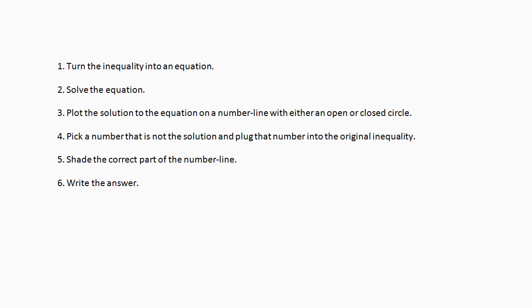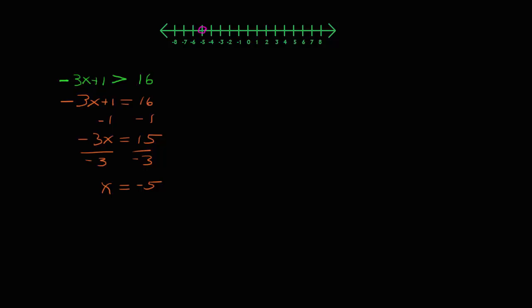Now let's take a look at the next step. Step 4 says pick a number that is not the solution and plug the number into the original inequality. So we're going to take a number. Let's take the number 3. 3 is not part of the solution, so we can plug that successfully into our inequality. So I'm going to write negative 3 times 3 plus 1, and is that going to be greater than 16? Negative 9 plus 1, following the order of operations, is greater than 16. Negative 8 is greater than 16.